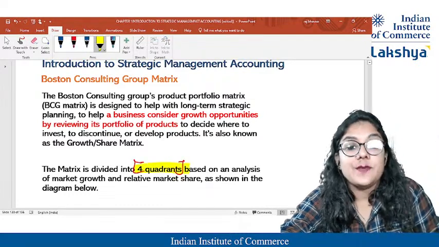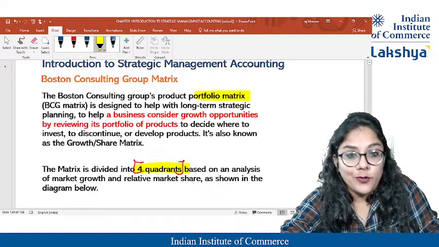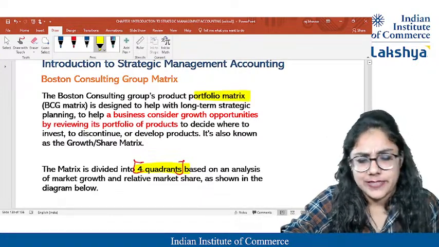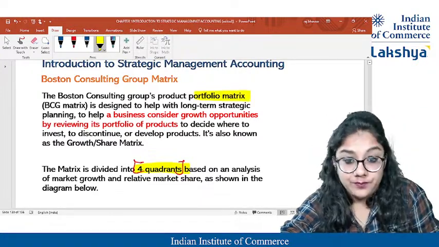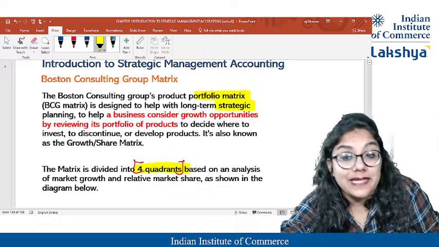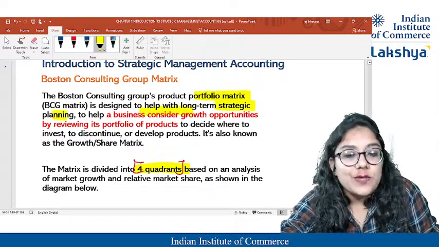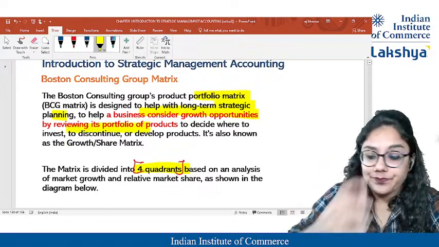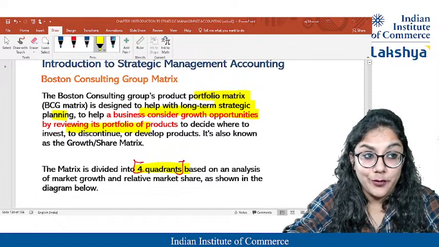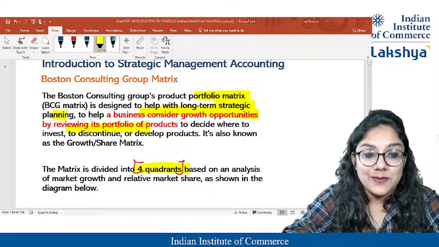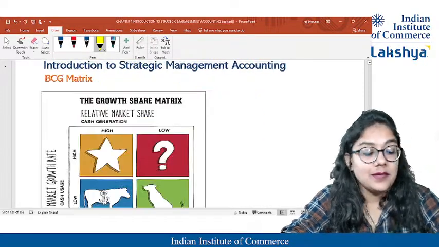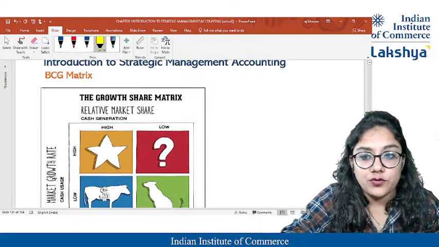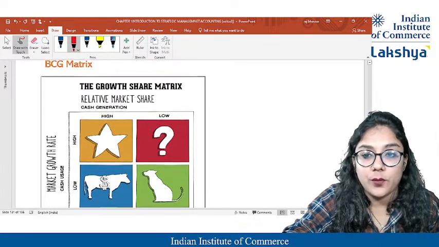Basically, the BCG matrix is a portfolio matrix which helps us take long-term strategic planning decisions as to which business is going to grow more, and what the product portfolio is. It means you will not have only one product, maybe two, three, four, so you have to analyze it. For example, guys, I will not go into more theory for now. Just read it once.